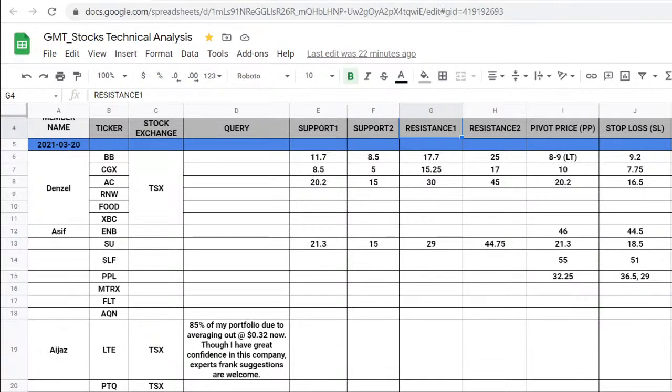5% more due to averaging out at 0.32 now, though I have great confidence in this company's bank suggestion. Okay, 85% of the portfolio due to averaging out, very good ARs. Why 85%? It should be 100% or even more than that. Okay, let's go back.